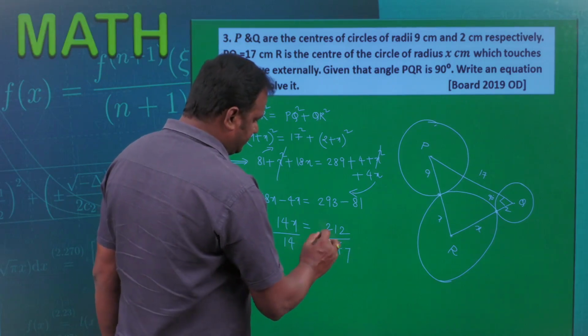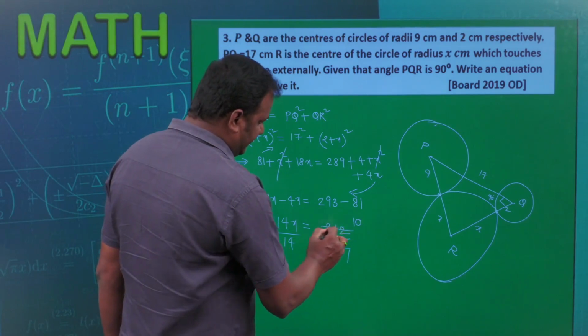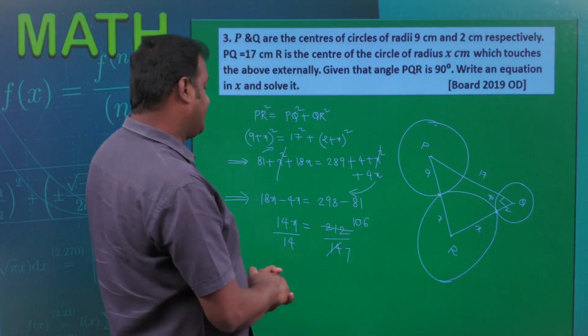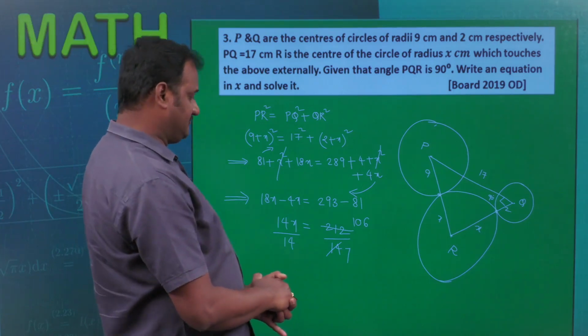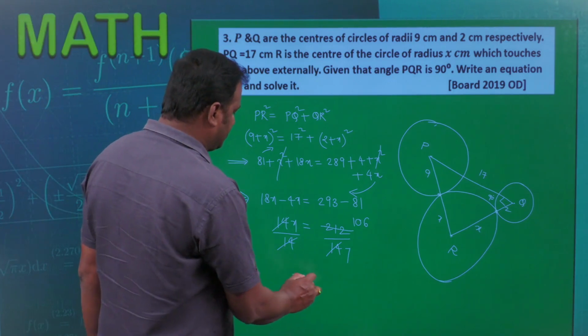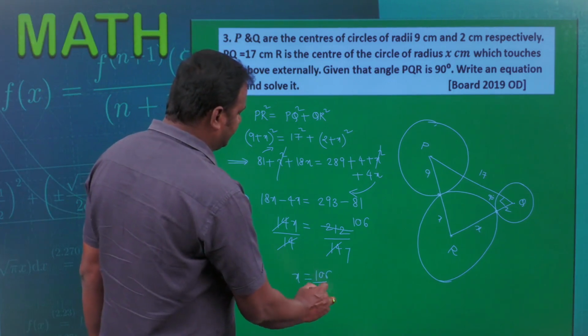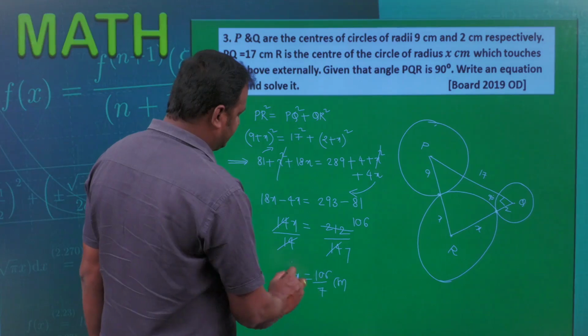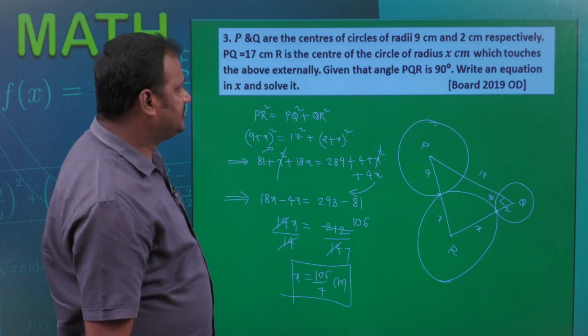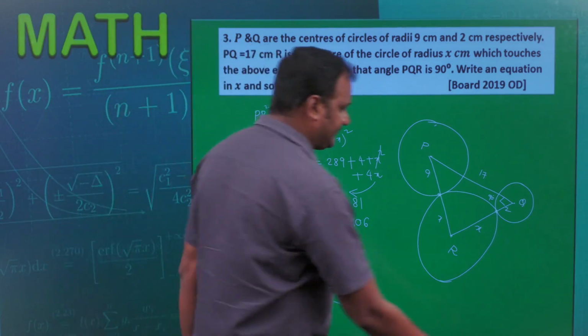2 sevens are 14, 2 tens are 20, 2 sixes are 12. So can you cancel 106 by 7? 7 ones are 7. No, it cannot be possible. So therefore the value of x is equal to 106 divided by 7 centimeters. Okay, so this way we can find out the value of x.